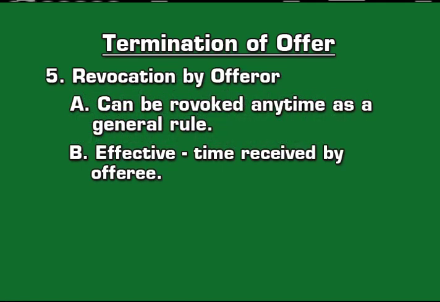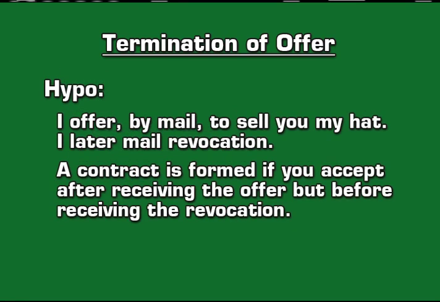an offer can be revoked any time as a general rule. It can be revoked by the offeror at any time. The revocation is effective at the time it is received by the offeree. Example, I offer by mail to sell you my hat. I later mail you a revocation of my offer. A contract would be formed if you accept my offer after receiving the offer, but before you received my revocation.